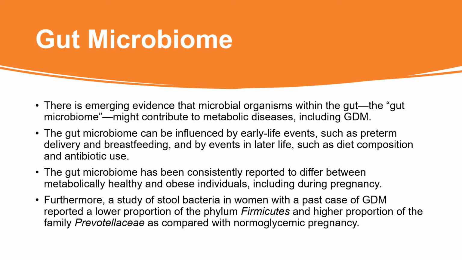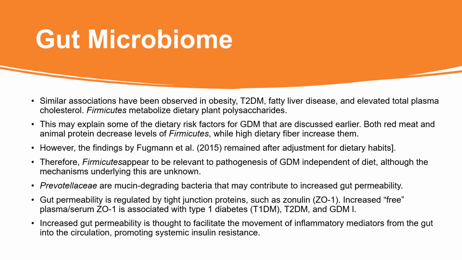The gut microbiome has been consistently reported to be different between metabolically healthy and obese individuals, including during pregnancy. Furthermore, a study of stool bacteria in women with a past case of GDM reported a lower proportion of the phylum Firmicutes and higher proportion of the family Prevotellaceae as compared with normoglycemic pregnancy. Similar associations have been observed in obesity, type 2 diabetes mellitus, fatty liver disease, and elevated total plasma cholesterol.